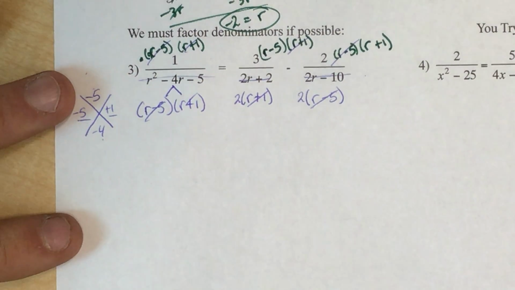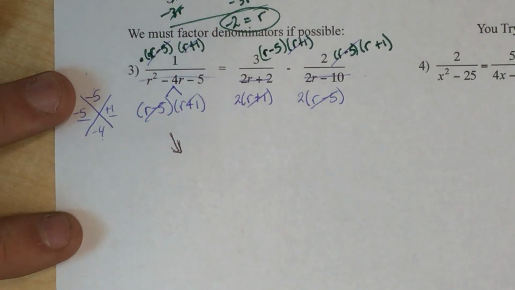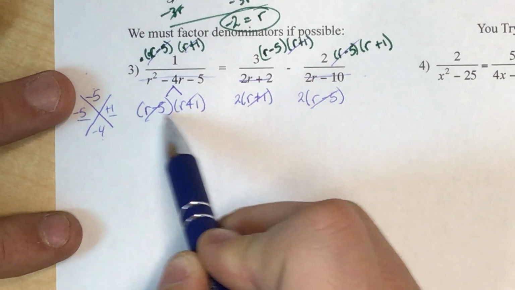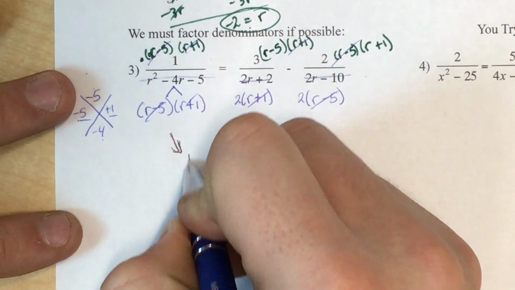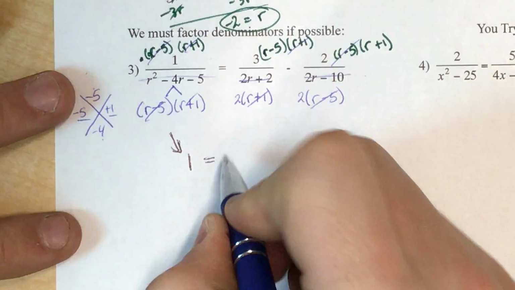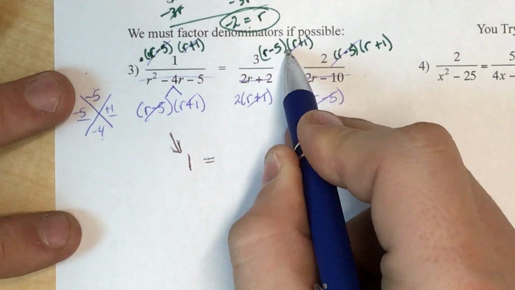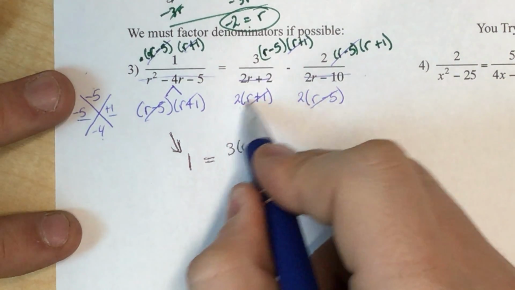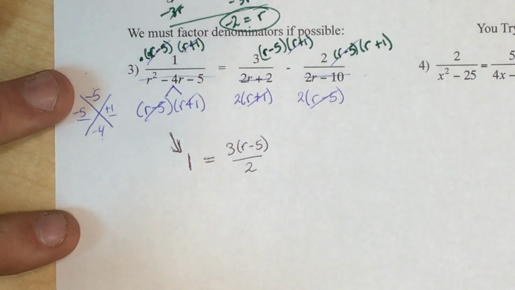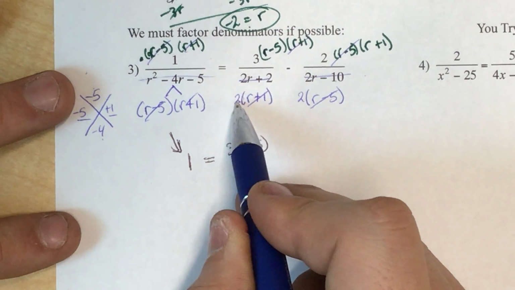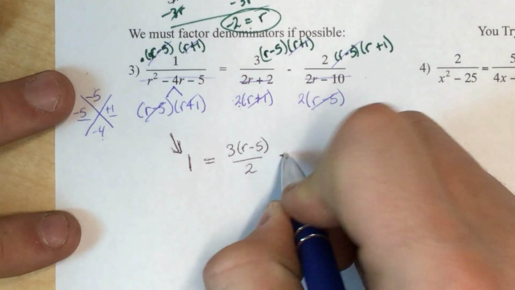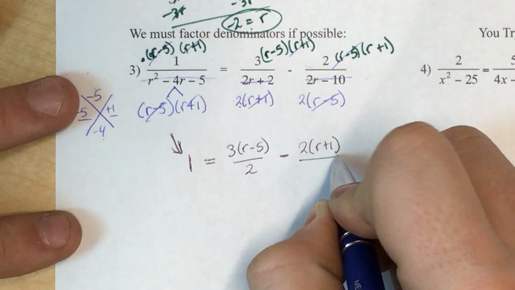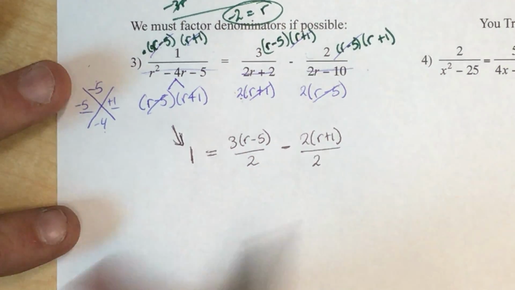Now if I continue to move on, what's left over in this first term, we've eliminated the r minus 5 and the r plus 1, so there's nothing left over in the denominator. All that we have left is just 1 in the numerator. That's it. And that's equal to, we have 3 times r minus 5, all over just 2, because 2 is the only thing left over in the numerator or the denominator, minus, this is 2 times r plus 1, and that's all divided by the only thing left, which is 2 as well.